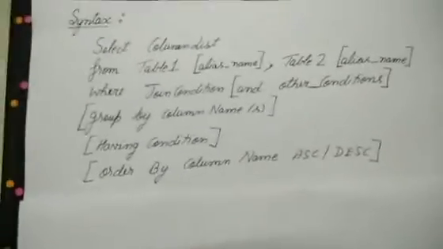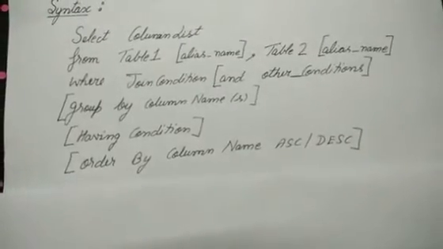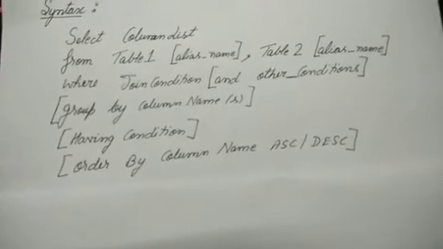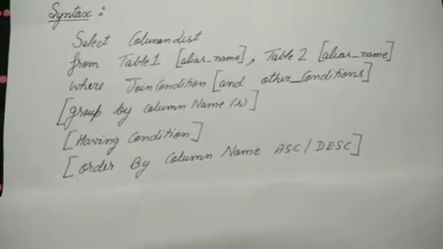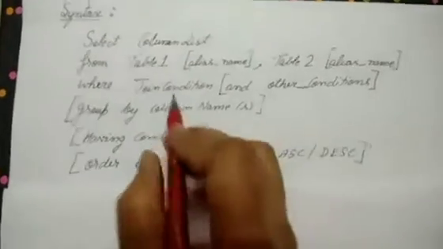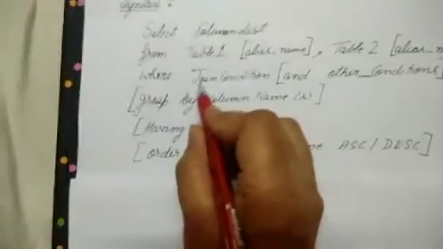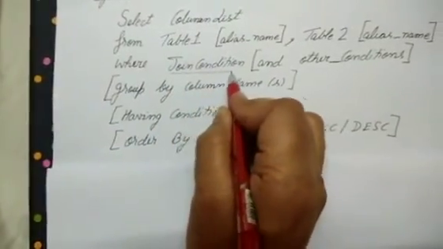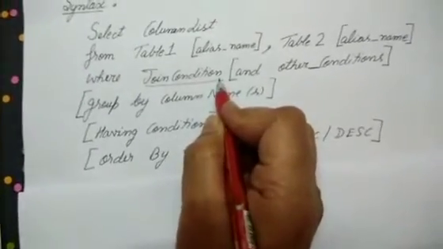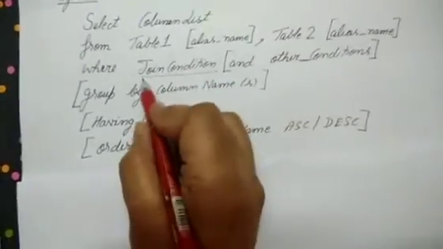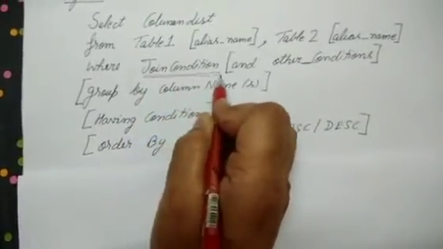Now, first important point, at least two tables. Second important point, common field in both the tables. Third important point is join condition. Here, the join condition is compulsory to be written. If you skip this part, the query will result in a Cartesian product. This join condition is compulsory while writing joins.